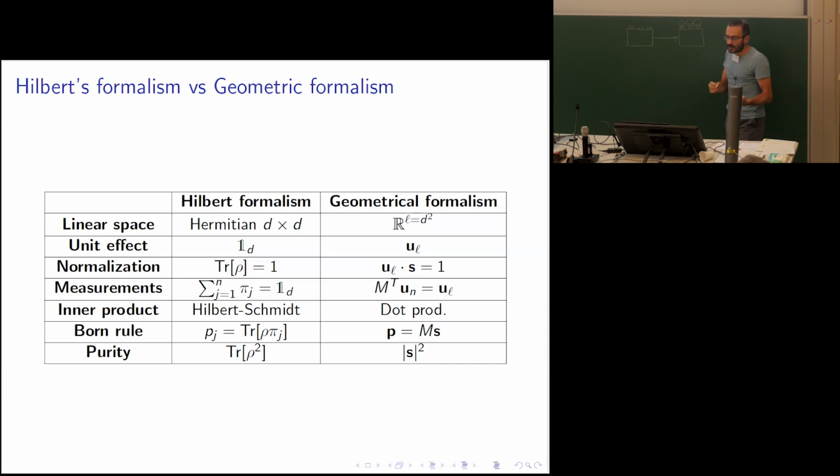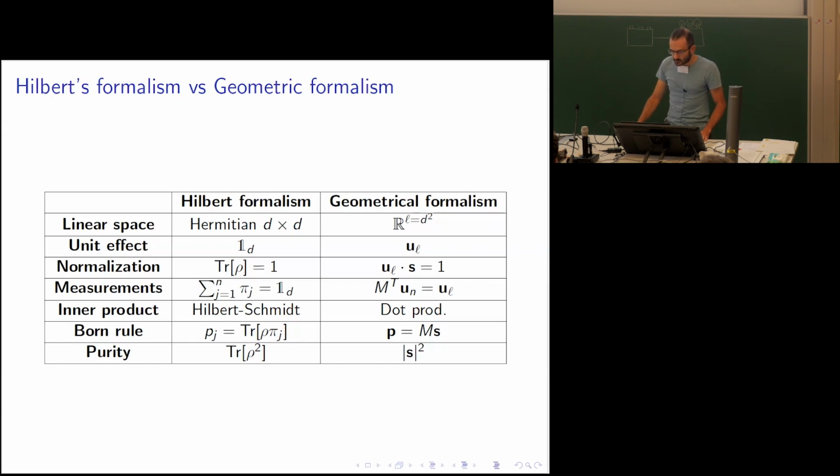That procedure as well drops the positivity constraint. So if you do just a linear inversion, you might end up with something that, a POVM that is not actually a POVM because the elements are not positive. This is a first justification for dropping the positivity condition.